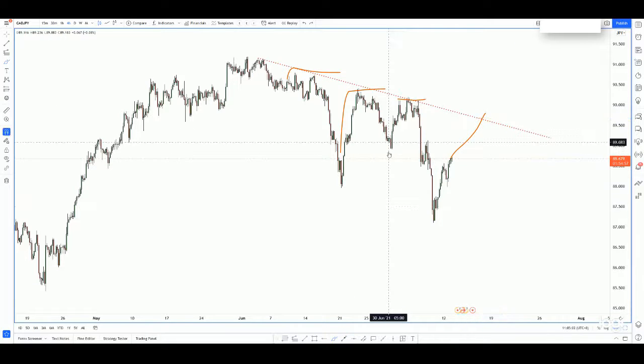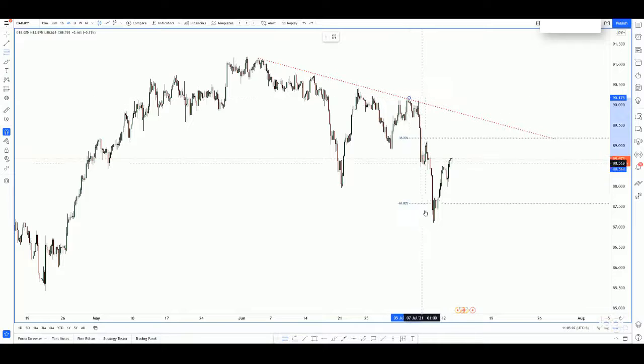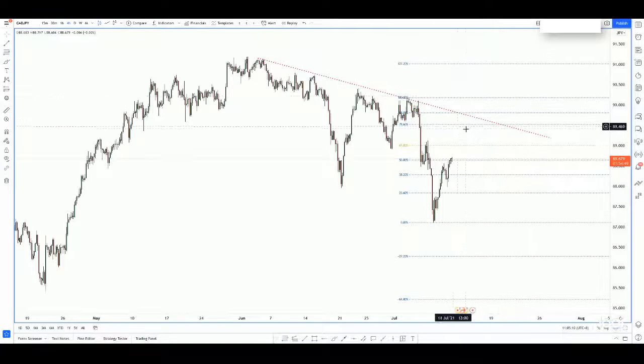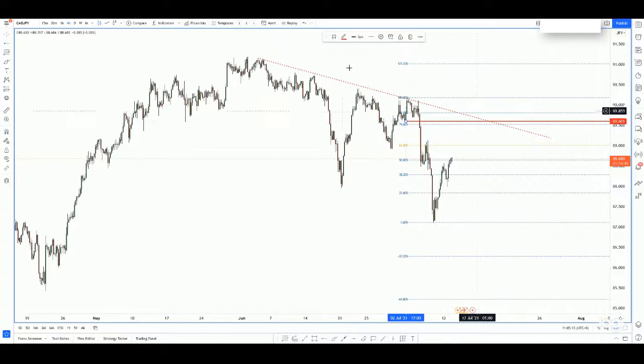So this is the 4 hour, and I just want to do a retracement on the last current move, from high down to low, and open all Fibonacci ratios. We see that the 78.60 is at that level. There are two resistance levels. There's one over here, quite close to 78.60.